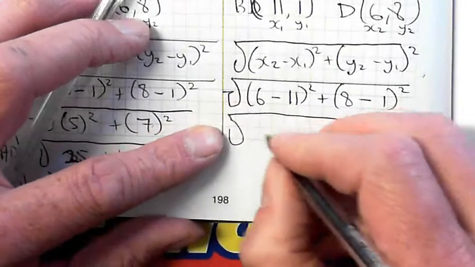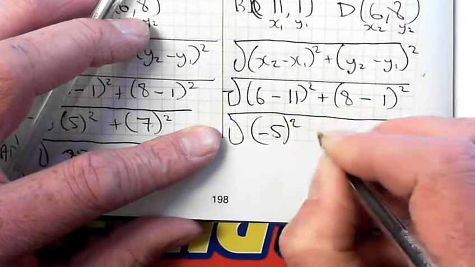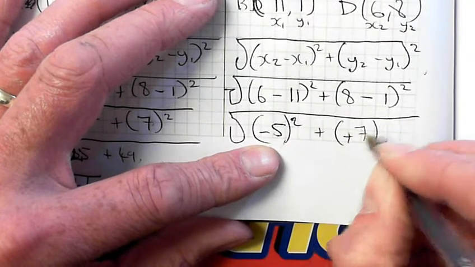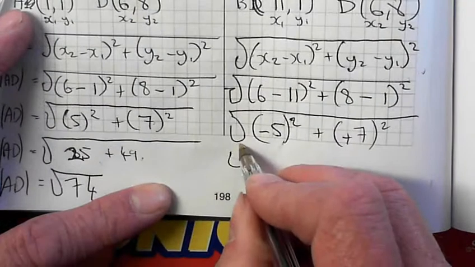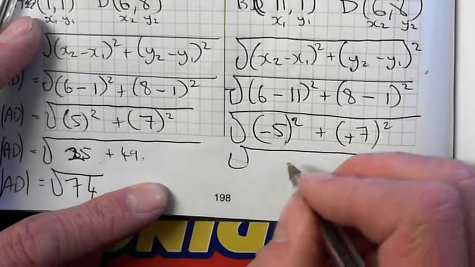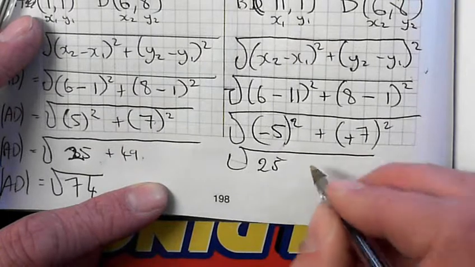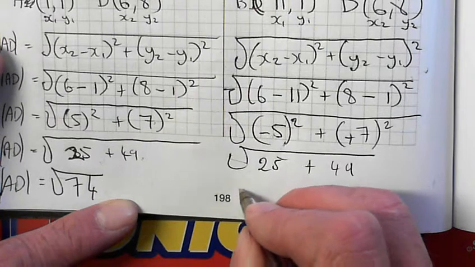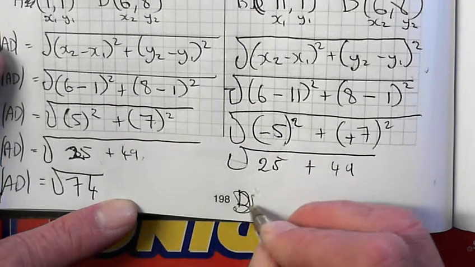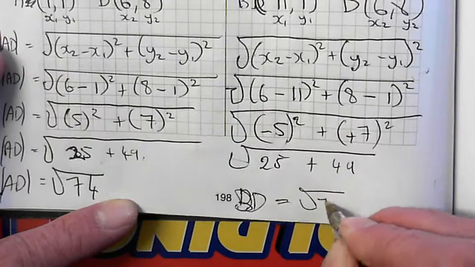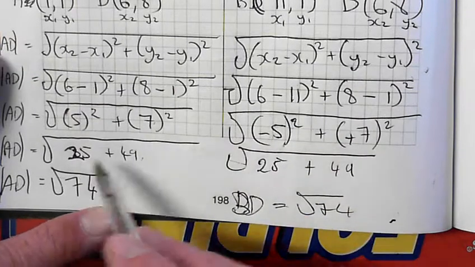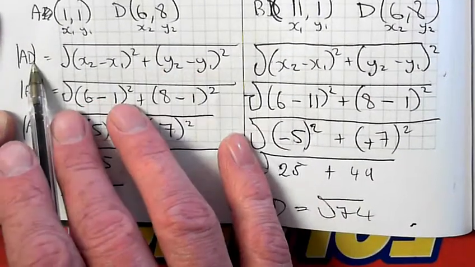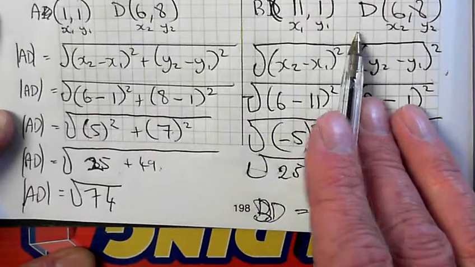Right, 6 minus 11 is minus 5, isn't it? Squared plus 8 minus 1 is 7 squared. Minus 5 times minus 5 is 25. And 7 times 7 is 49. And if you add the two, you get the same answer. BD is equal to square root of 74. Now the two distances are the same, aren't they? So the line AD is the same as the line BD.